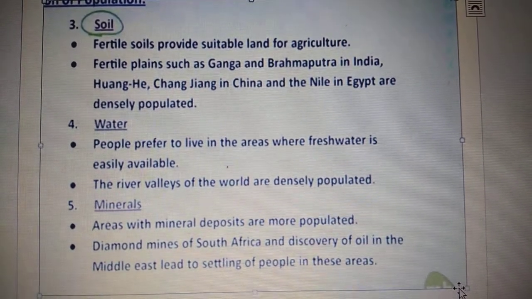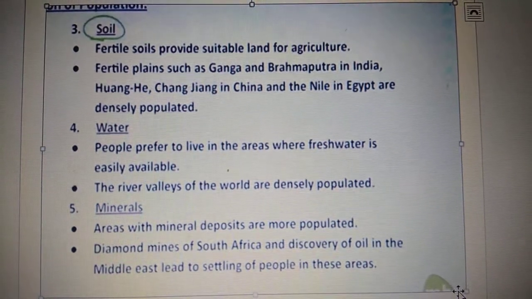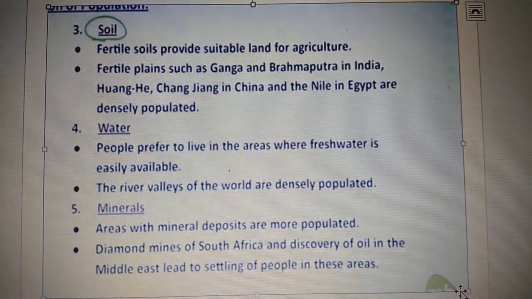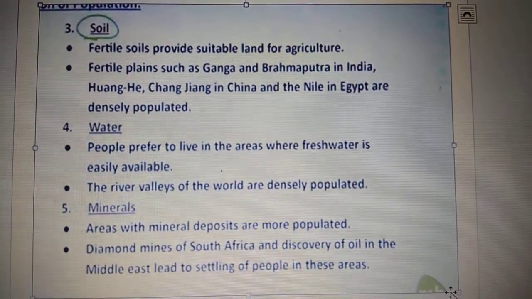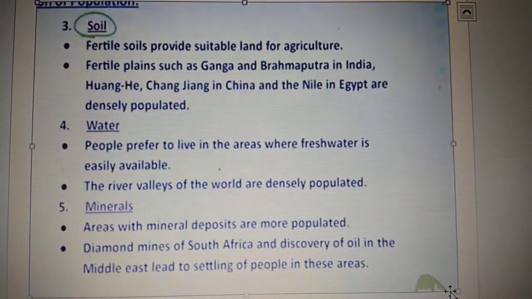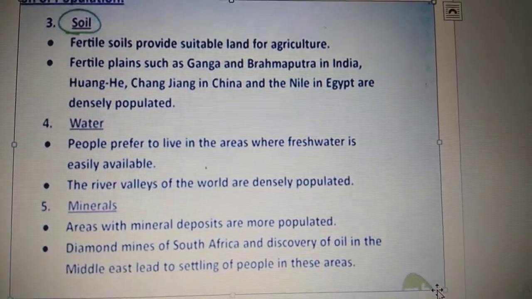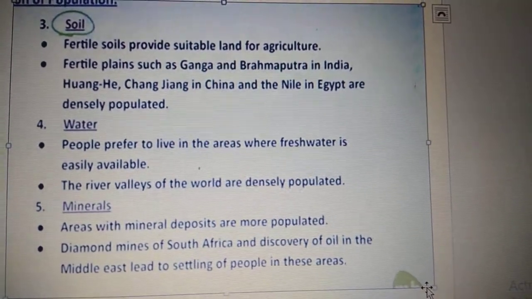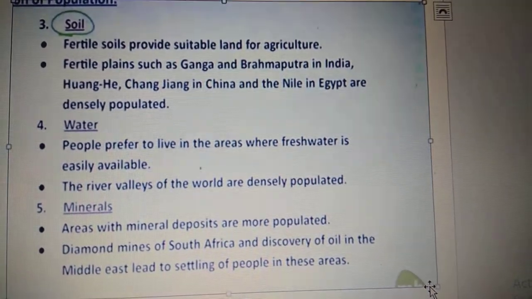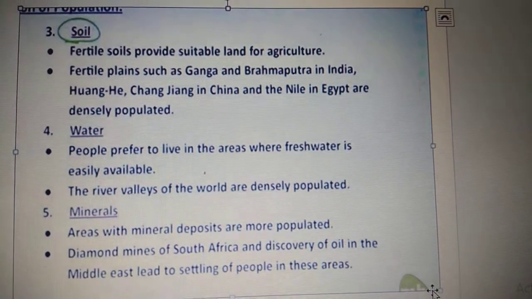Areas with mineral deposits are more populated, like the diamond mines of South Africa, and the discovery of oil in the Middle East led to people settling in these areas. So wherever minerals are found, because there are job opportunities, people tend to live there rather than in any other places.